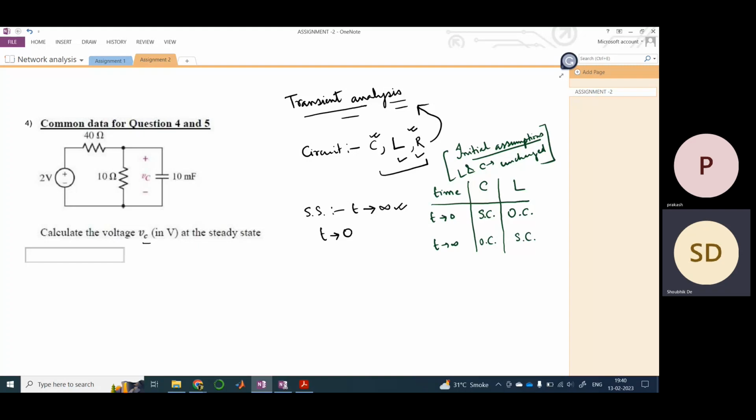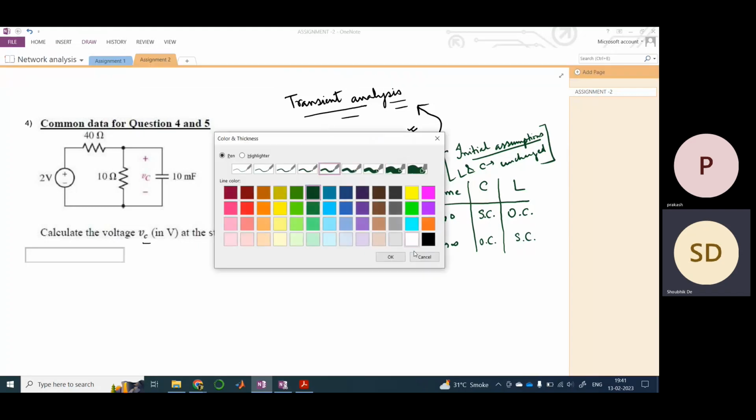So that is why it would be something like this. It would be an open circuit, and the inductor would be acting like a short circuit or a current source. We'll be coming to that, but for the time being, you need to remember this table. At time t equals to 0, my capacitor acts like a short circuit and my inductor acts like an open circuit, and vice versa at time t equals to infinity. Keeping this in mind, we can solve the problem.